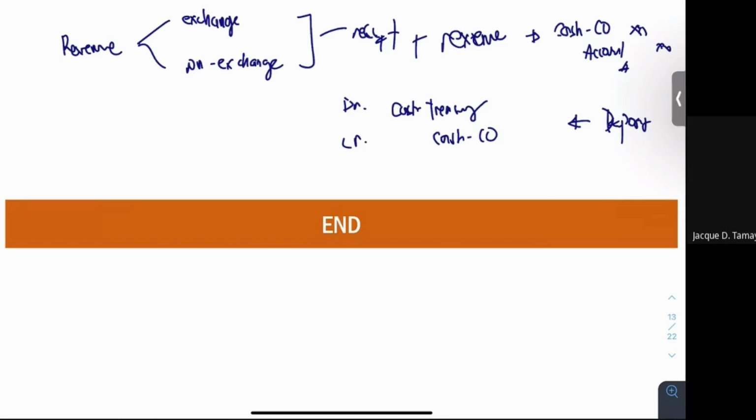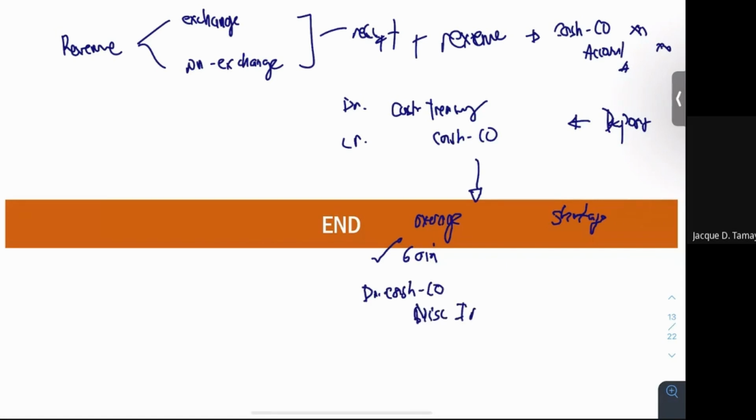And then this collection can result in overage or shortage. If overage, it is treated as a gain. So what we do is we debit cash collecting officer and then we credit miscellaneous income. When it is shortage, we treat it as a receivable. So we debit due from collecting officer and we credit cash collecting officer.